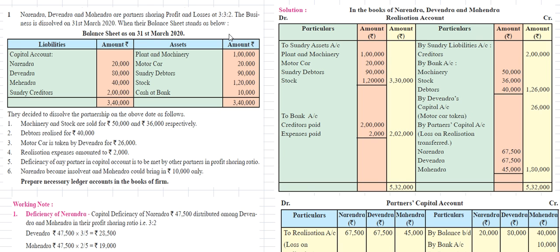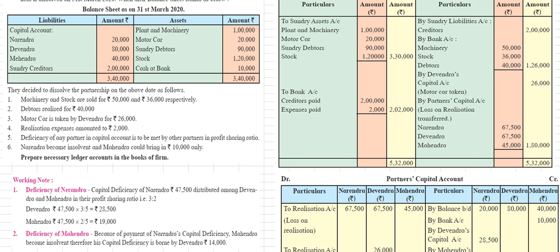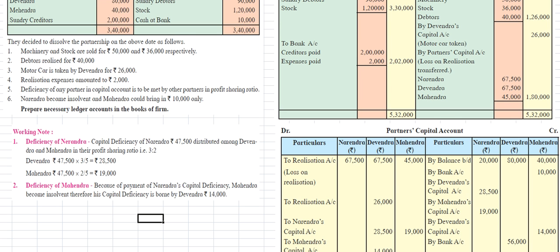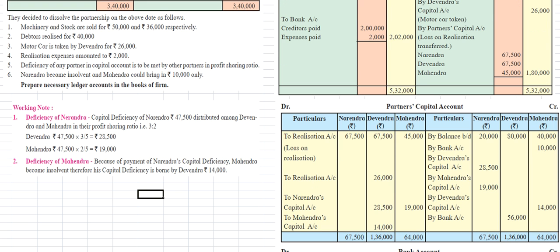Whoever puts in the more amount will go under the loss, and those who are investing less amount will be in the normal situation, according to their ratio and according to their investment while dissolving the partnership firm. And also they will get the profit or the leftover amount according to their ratio and investment.